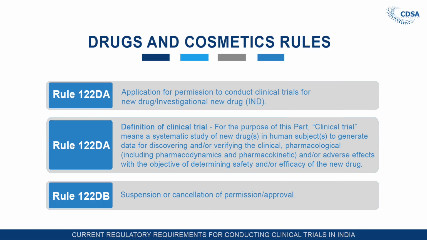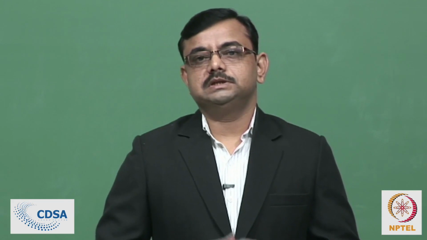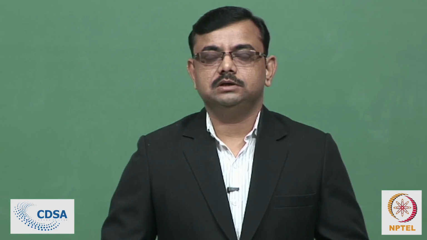In this rule, it is also mentioned that no clinical trial for new drug, whether for clinical investigation, that is for medical device, or any clinical experiment by any institution, shall be conducted except under and in accordance with the permission in writing by the licensing authority defined in clause B of rule 21. It means as per these rules, the clinical trial requires prior permission from the licensing authority, which is the DCGI or CDSCO.